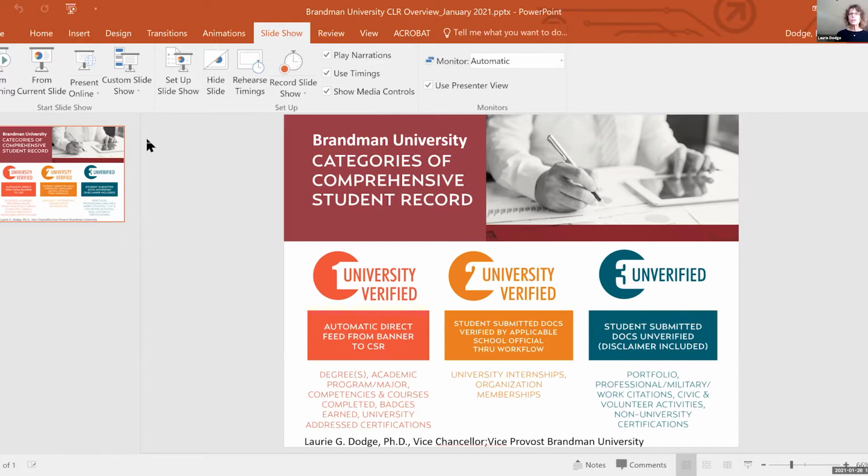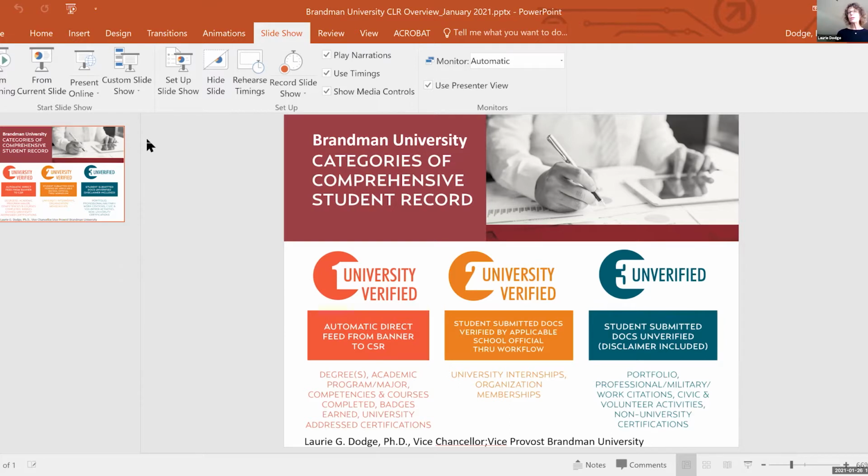The first is university verified, and it's fed by our student information system, or Banner, which has your typical things that you would expect: degrees, academic majors, GPA. It also lists your competencies, your courses. We do have a badging constellation that is around our institutional learning outcomes that align with the DQP and university certification. So that's one piece.